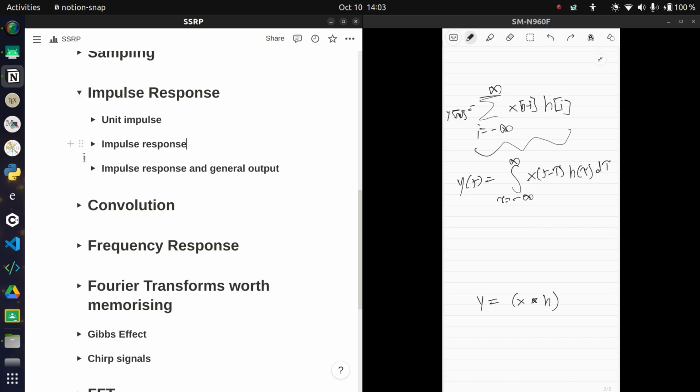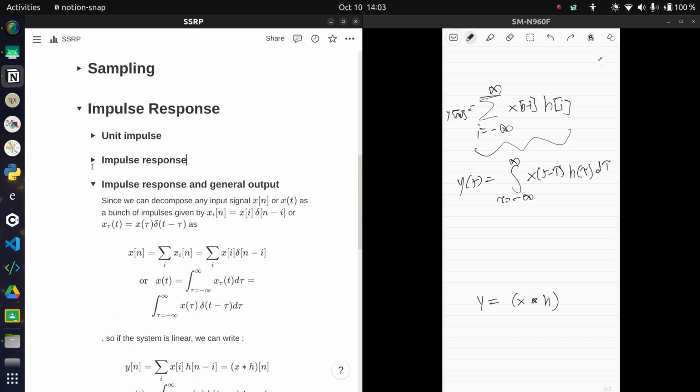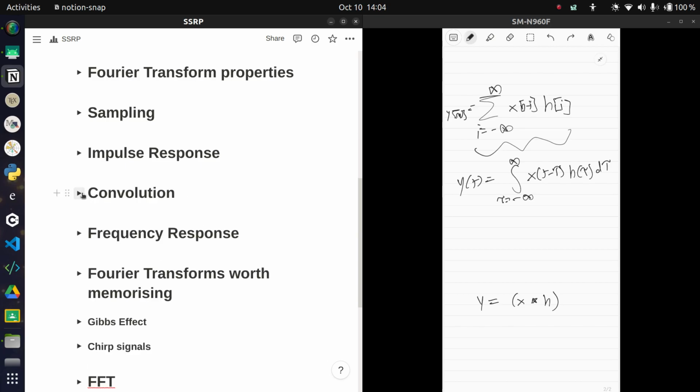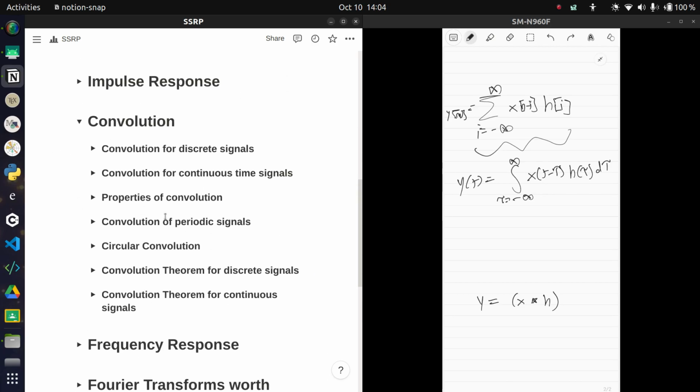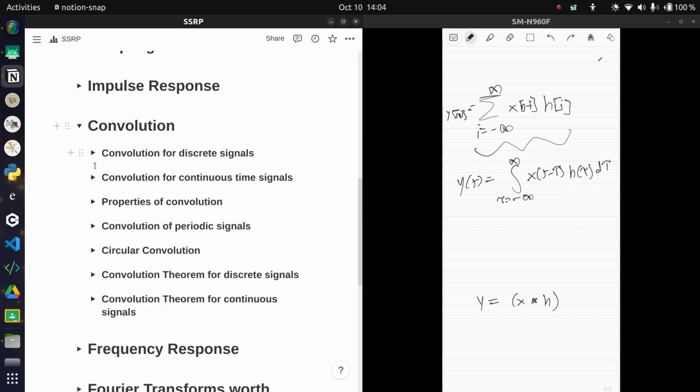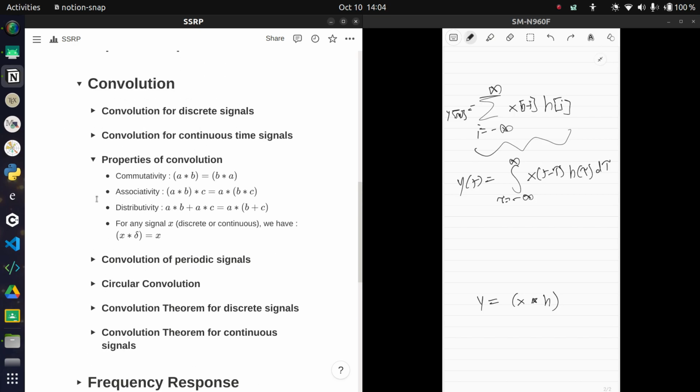Let's go. Well, that's the general thing. Since we have talked about convolution a bit, let's go deeper into convolution. For discrete signals, I just defined it. Actually, I'm not going to go over it again. Properties: commutativity, pretty self-explanatory. Associativity, and then there's distributivity, pretty obvious.